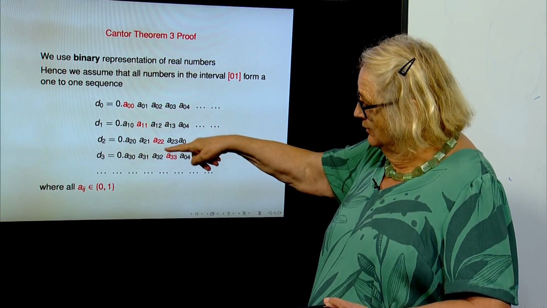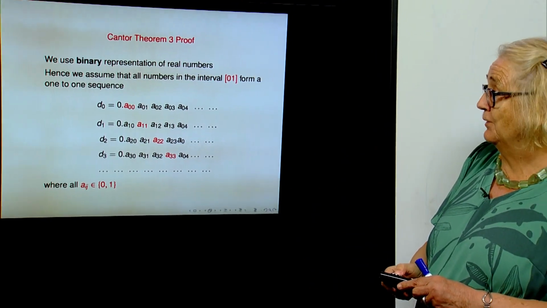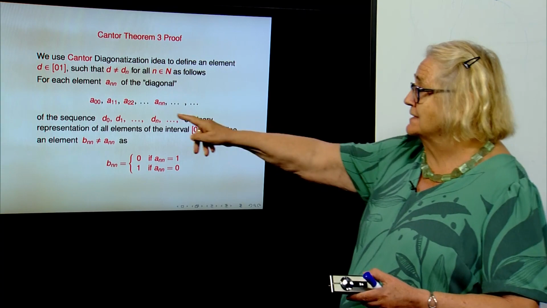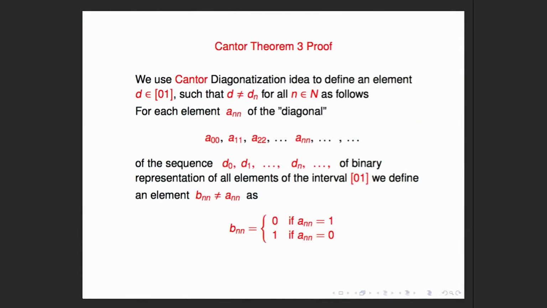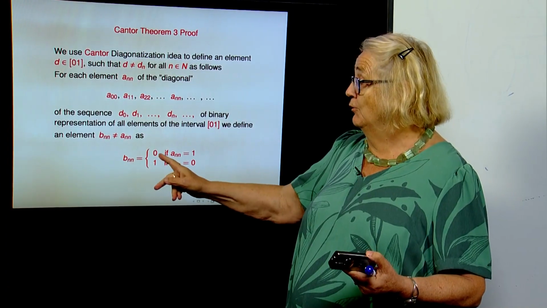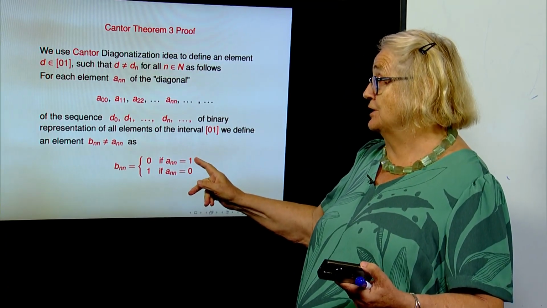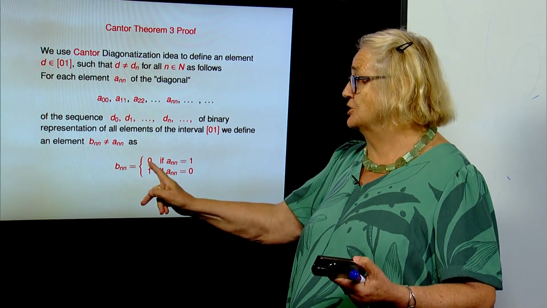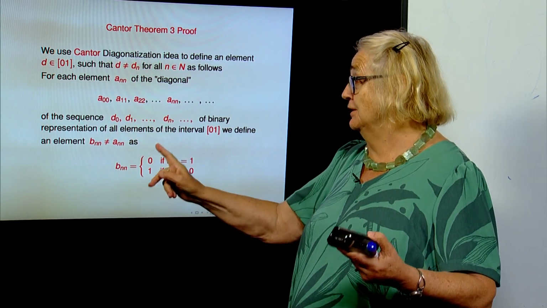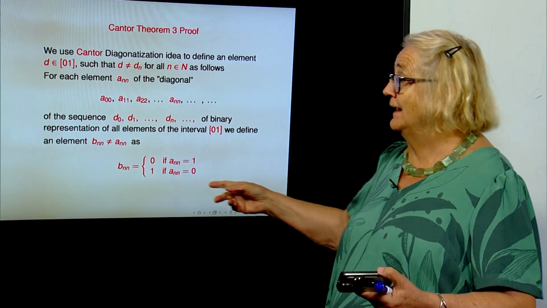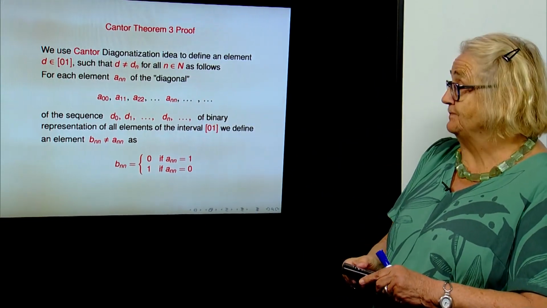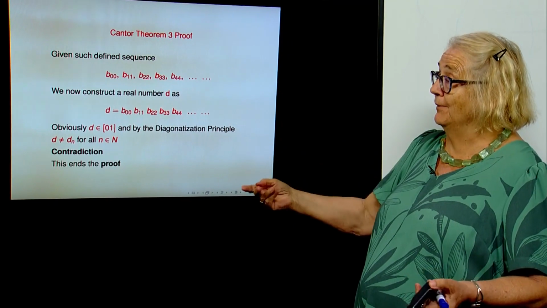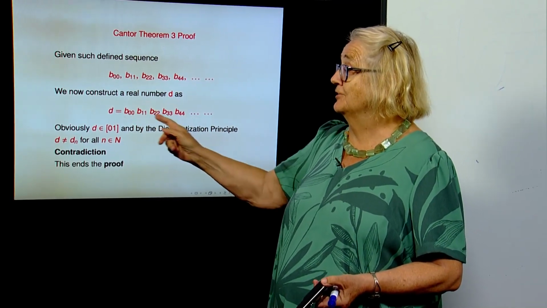And now, you see, we look at this diagonal, and we change it. We change each element of the diagonal. For example, if b_nn was 1, you change it to 0. If this was 0, we change it to 1. So that element, b_nn, is not equal to all of them. And we form the number from those b_nn's.